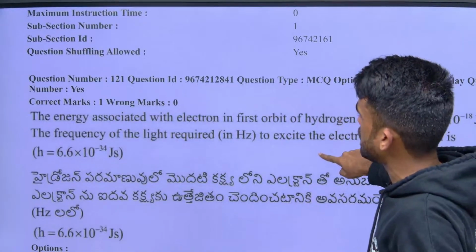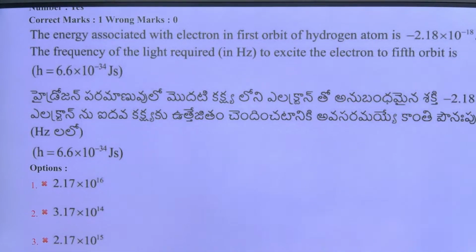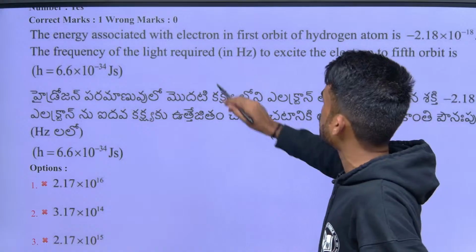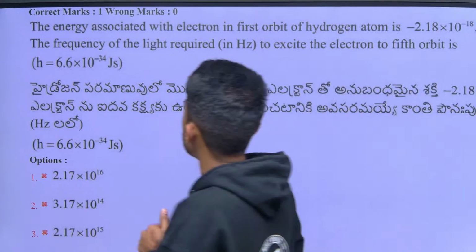The first question mentions that the energy associated with the electron in the first orbit of a hydrogen atom is this much. The question asks for the frequency of light required to excite the electron to the fifth orbit. So how can we solve this kind of question? What is the formula we have?